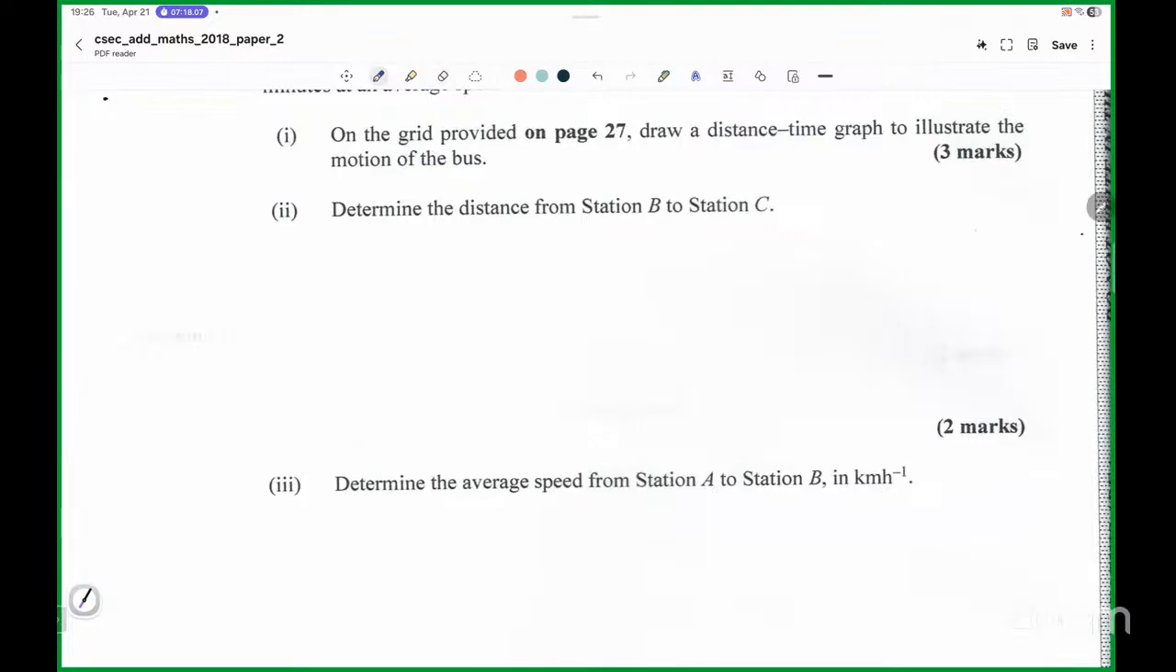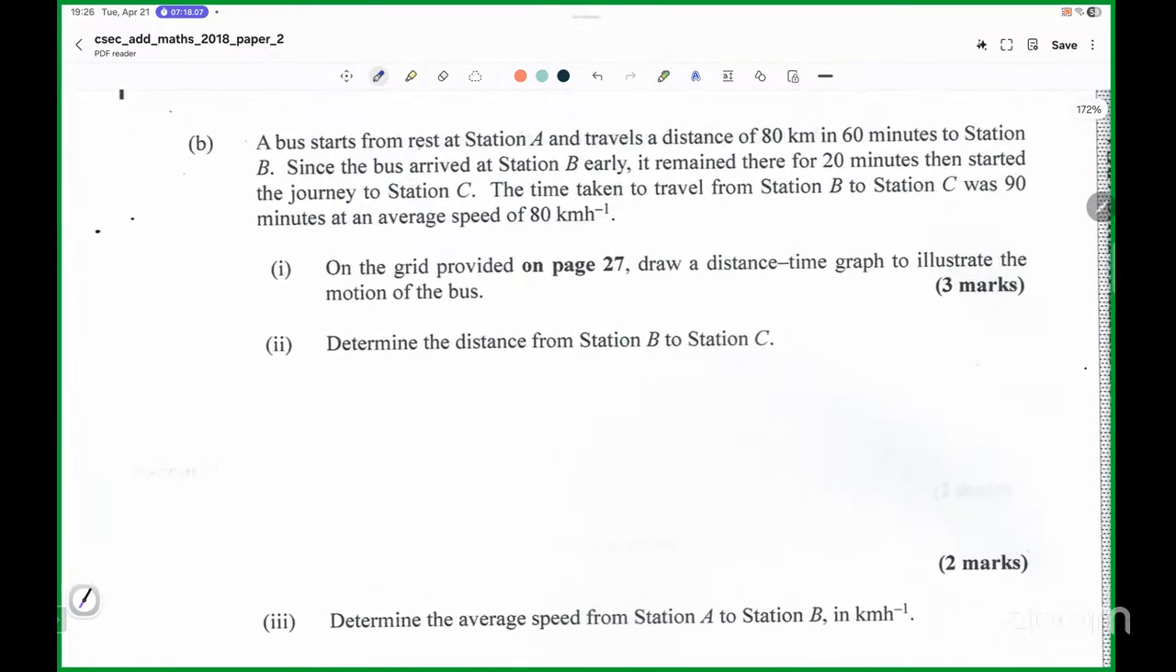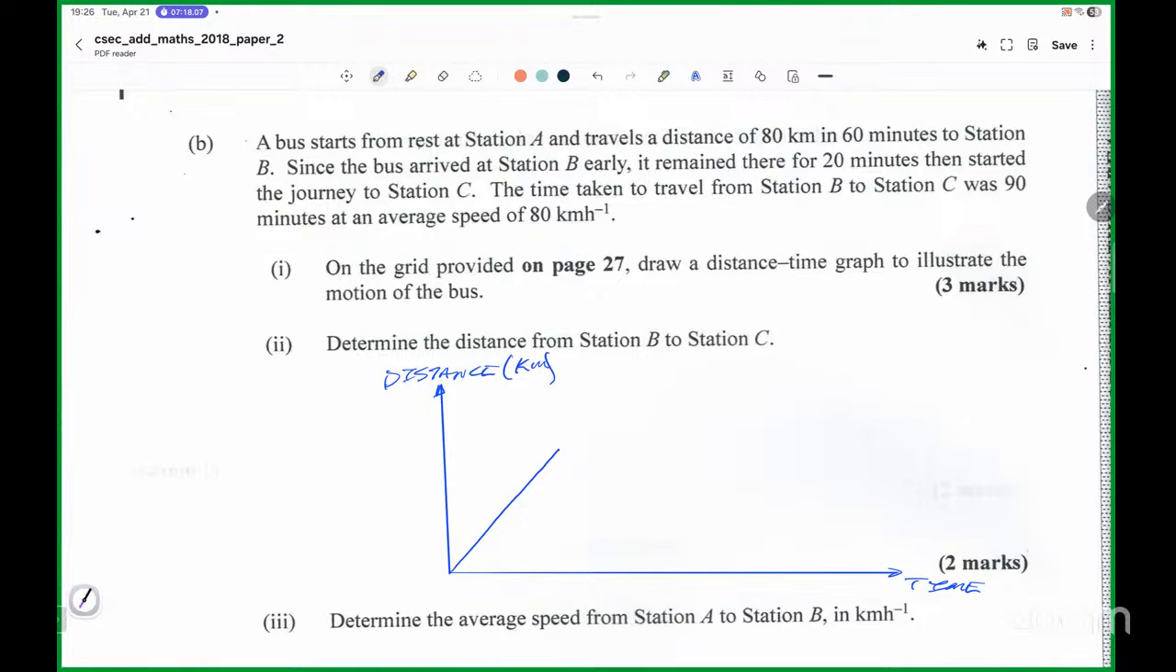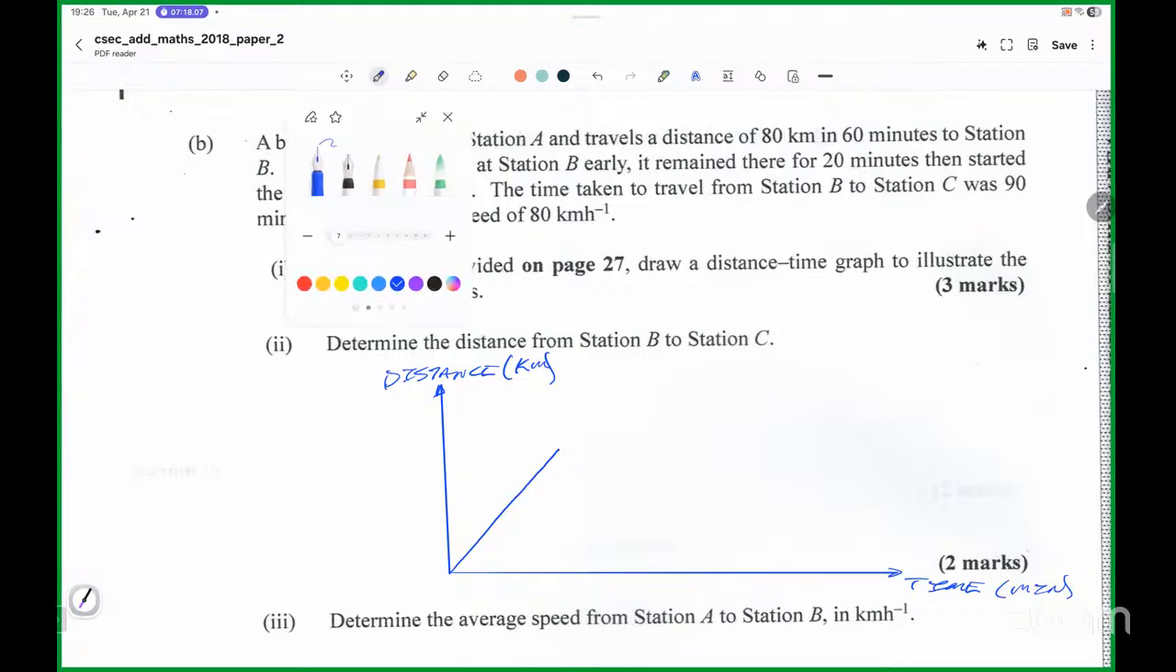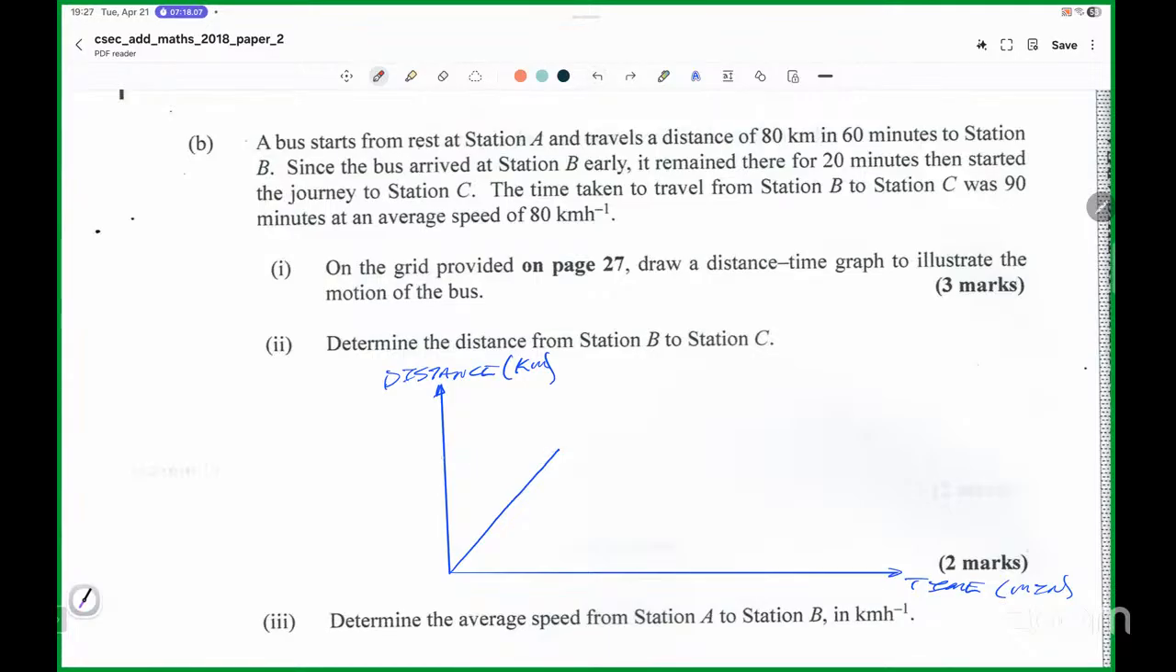Let's see. So this question says, a bus starts from rest at station A. So let's do a little sketch of the graph right here. Sketch it out, not draw it, right? So it starts from rest at station A and travels 80 kilometers in 60 minutes. 60 minutes is 1 hour. So you travel 80 kilometers of distance. The distance is going to be in kilometers and the time is going to be in minutes. All right, so you travel 80 kilometers, up is 80. And then it does it in 60 minutes. So this is 60 minutes, right?